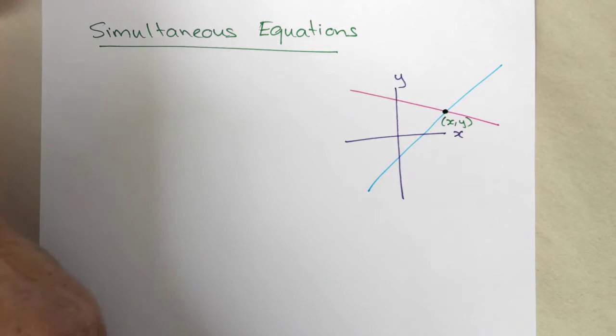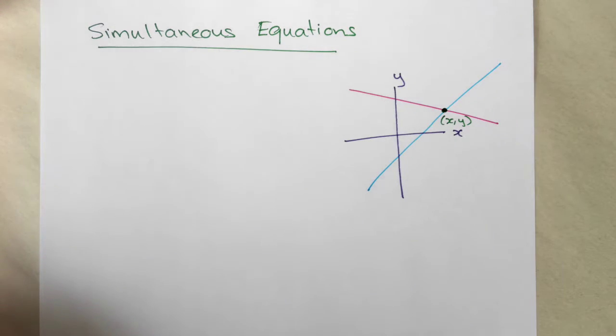So we want to look at this first algebraically. Later we'll look at how to do it graphically using Desmos. But what we're trying to find is the solution, which means an x value and a y value, the coordinates where these two lines meet.